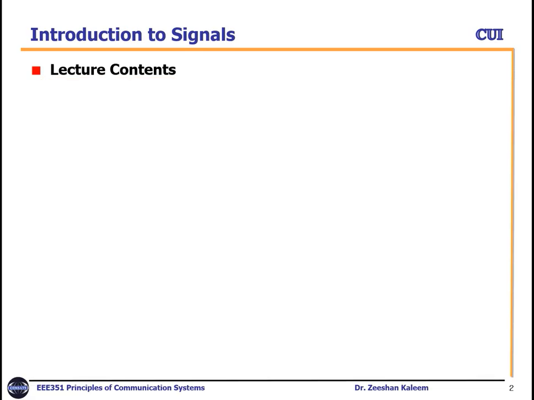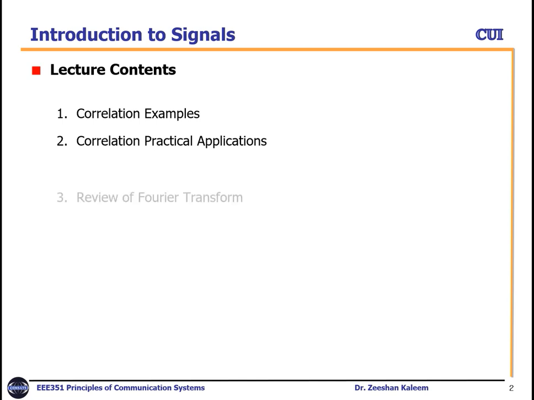Okay, let's discuss the lecture contents. Firstly, we will cover some examples related to the correlation, which we covered in the last lecture, and the practical applications of correlation, that is, how we can use correlation in practical applications. Finally, we will review the Fourier transform and some of its examples.